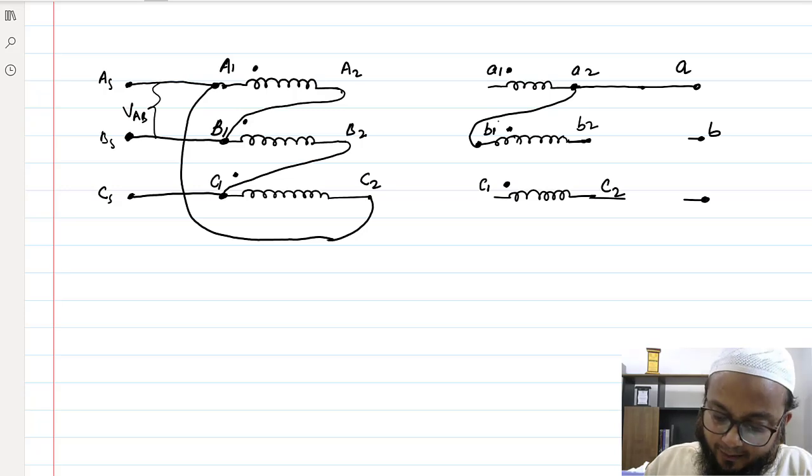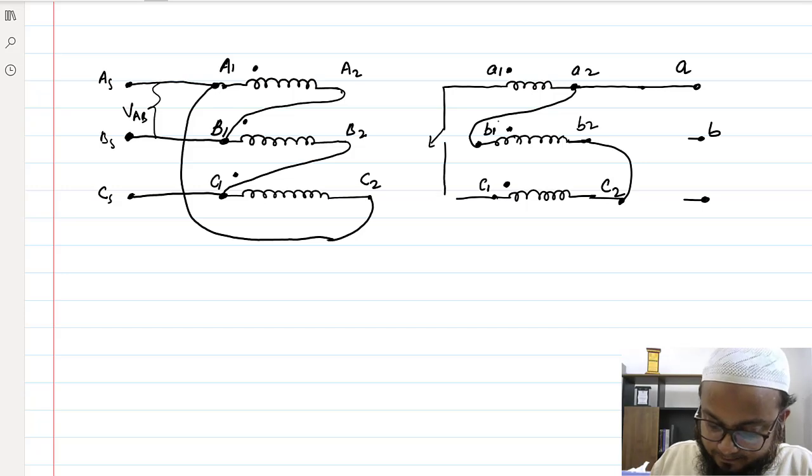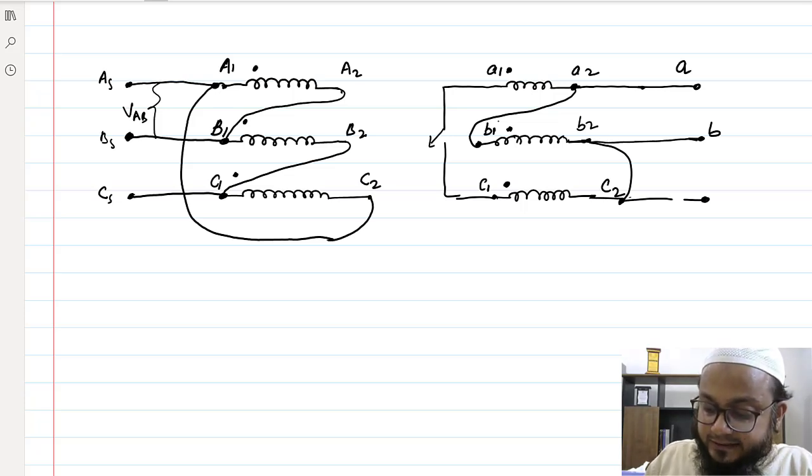Okay, but this time instead of connecting B2 with C1, he made it to C2, and he wanted to short this. He wanted to connect this A1 and C1. Is this a valid connection?